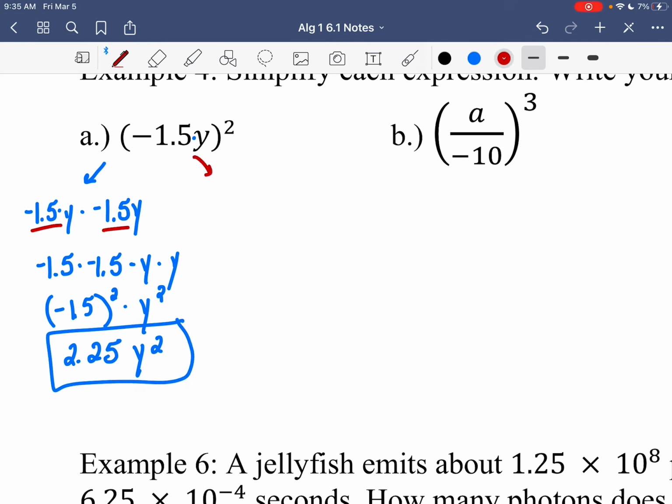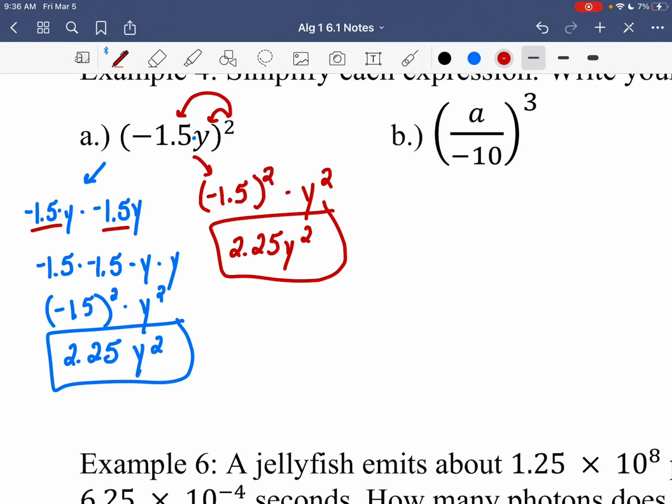Okay, or you can use the rule, which means that this 2nd is going to apply to both of these pieces. So I'd have negative 1.5 to the 2nd. Be careful, make sure you have parentheses around that because the negative is going to the 2nd too. Times y to the 2nd, which again leads you to that same answer, 2.25 y to the 2nd.